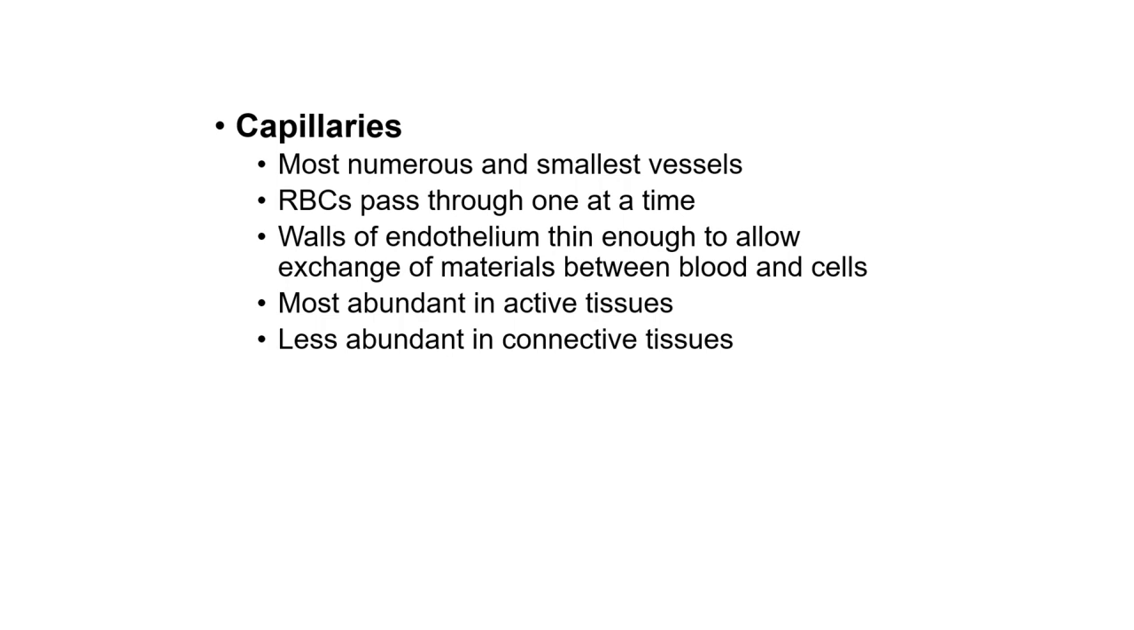Capillaries are the smallest vessels and the most numerous. Red blood cells can pass through only one at a time. The walls of endothelium are thin. They have very thin walls, enough to allow exchange of materials between blood and cells. They are most abundant in active tissues, and they are less abundant in connective tissues.